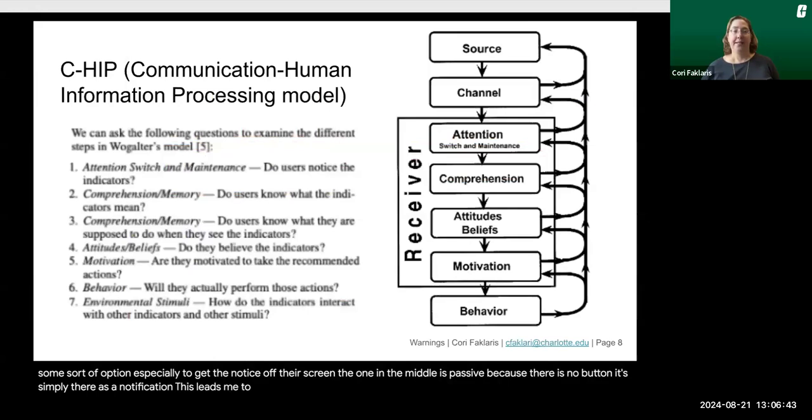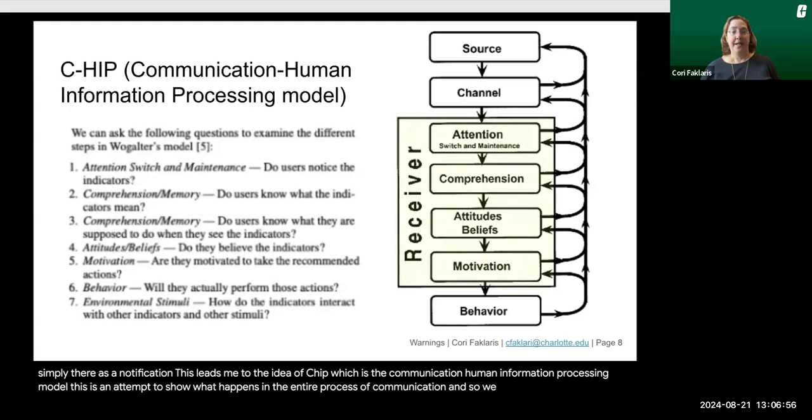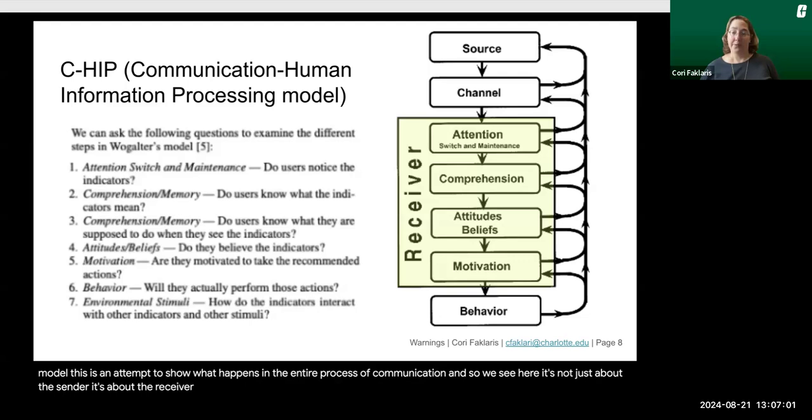This leads me to the idea of C-HIP, which is the Communication Human Information Processing Model. This is an attempt to show what happens in the entire process of communication. And so we see here, it's not just about the sender, it's about the receiver. The receiver is who determines if it's actually understood.